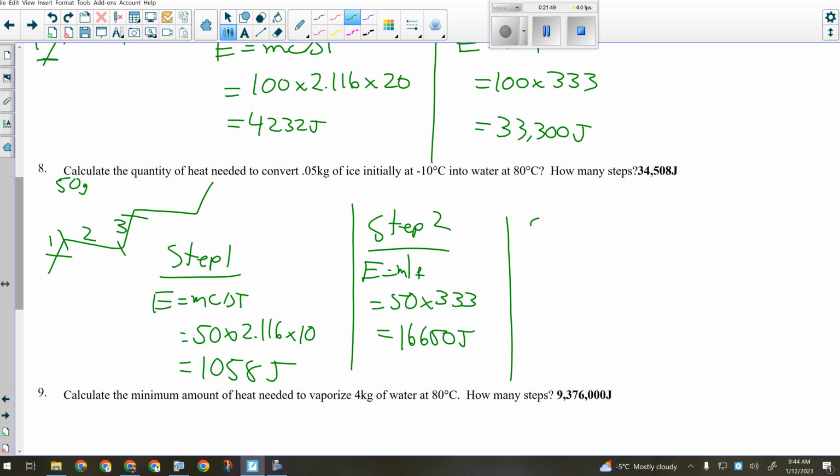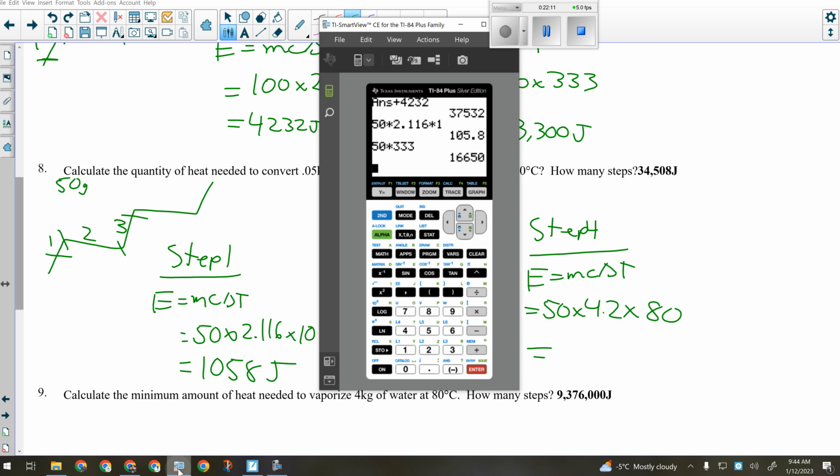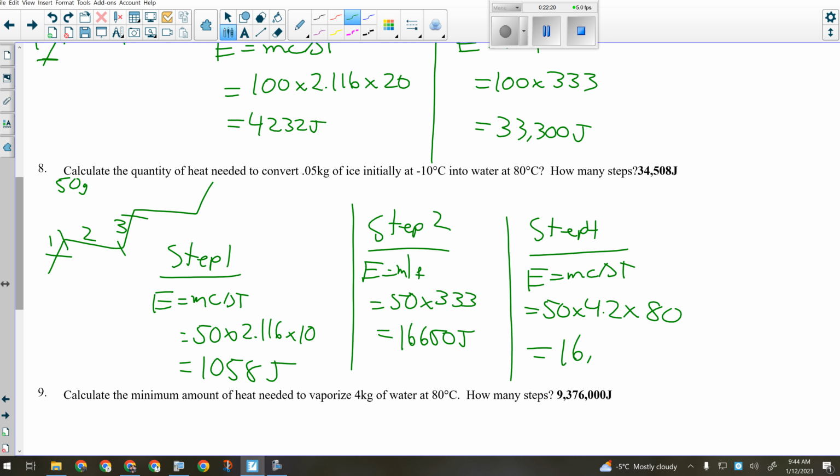And then for step 3, we have to heat the water. Anywhere where we're heating something and changing its temperature, we use E equals mc delta T. Again, it's 50 grams. Now it's liquid water, so it's 4.2. And we're going from 0 to 80, so that's 80 degrees. So that's 16,800 joules. Then when we add those 3 numbers together, we should get 34,508 joules.